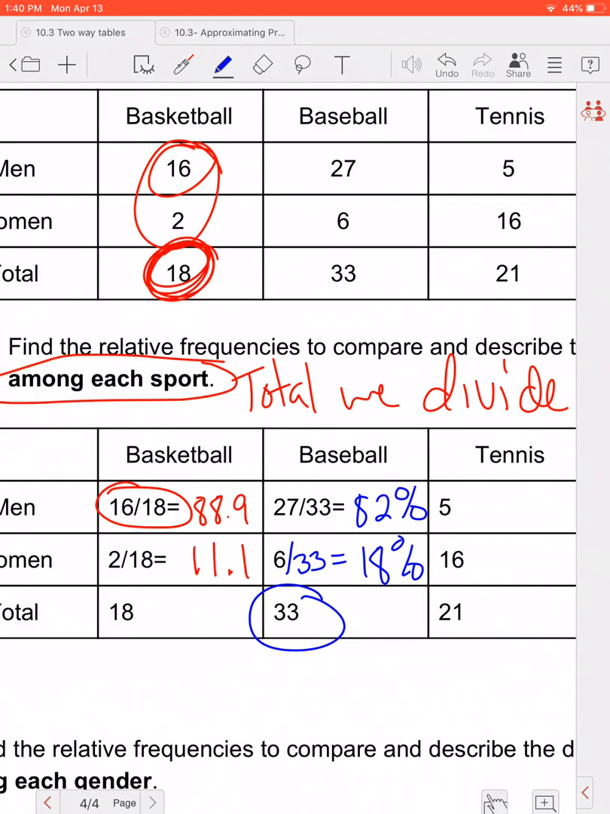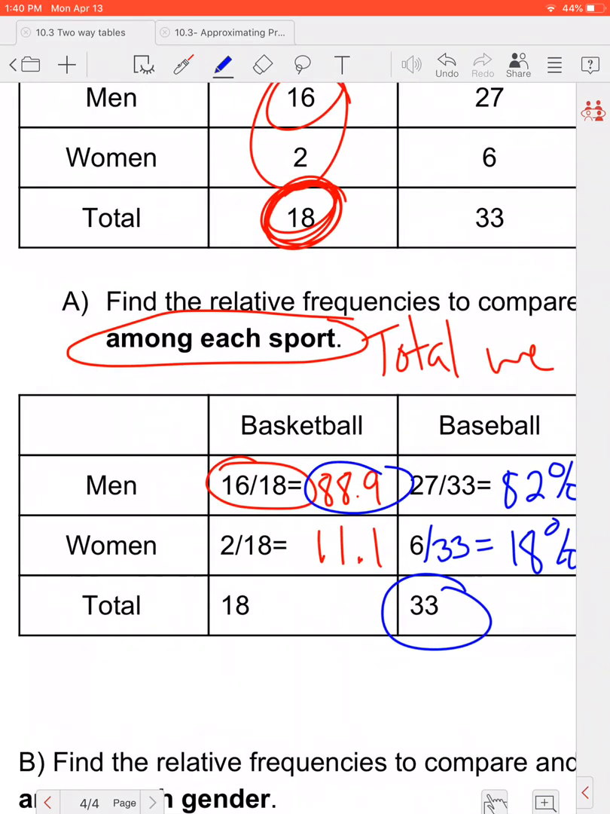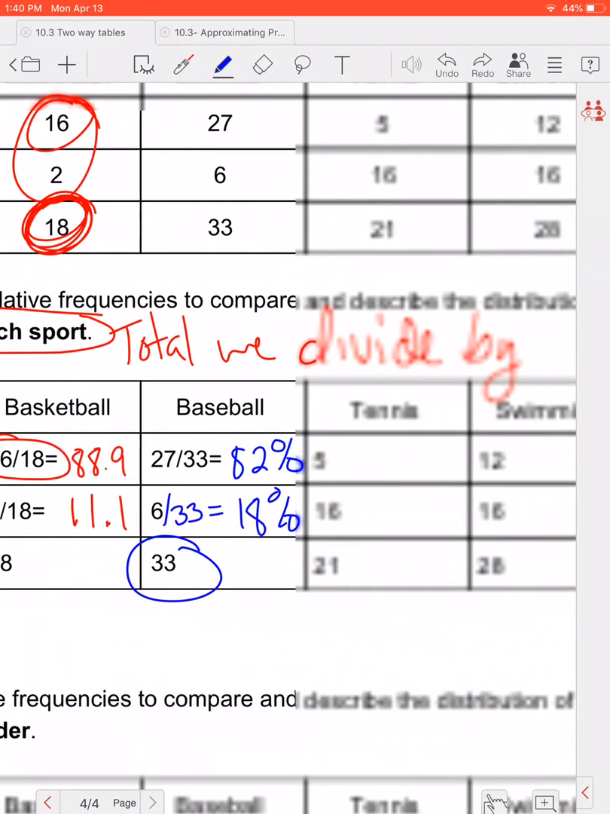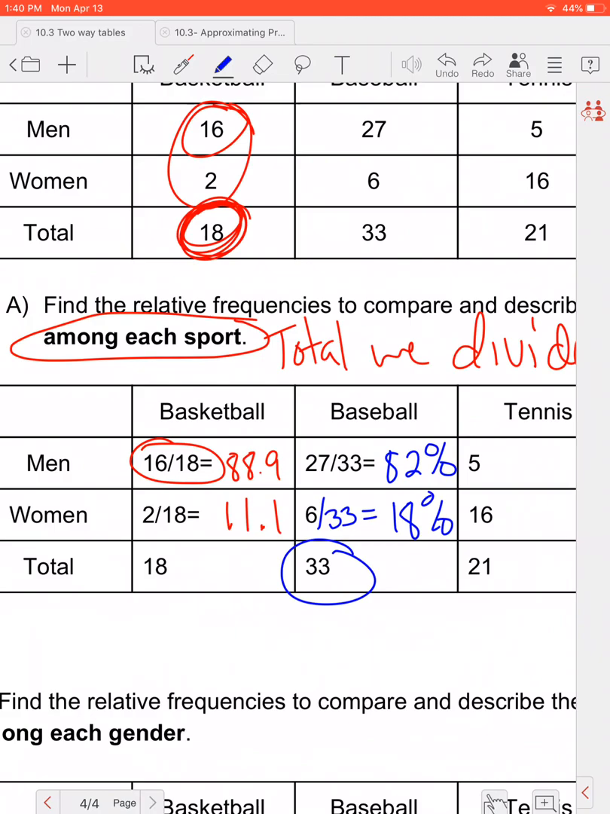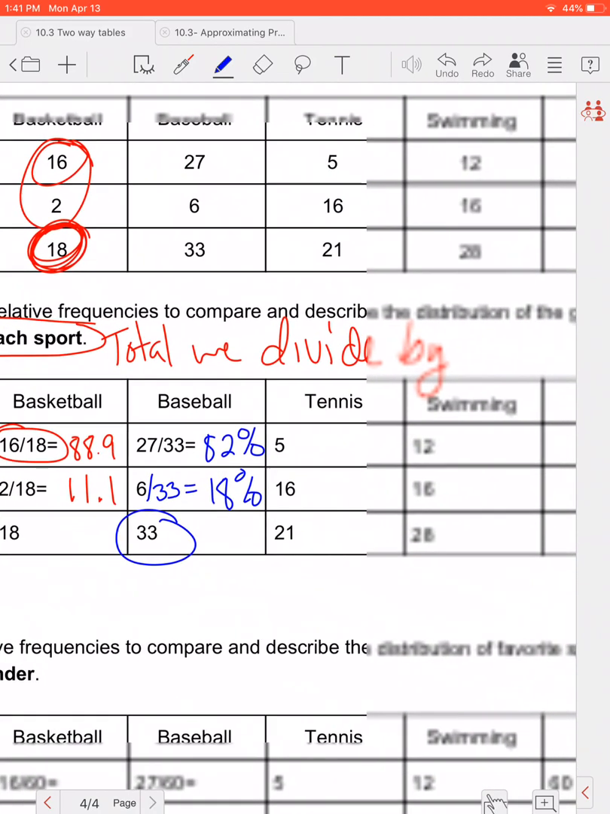So what this is doing is saying how many men versus women play basketball. Okay, so 88% of men play versus 11% of women. Okay, here it's saying 82% of men play baseball versus 18% women. So more men prefer to play baseball than women.